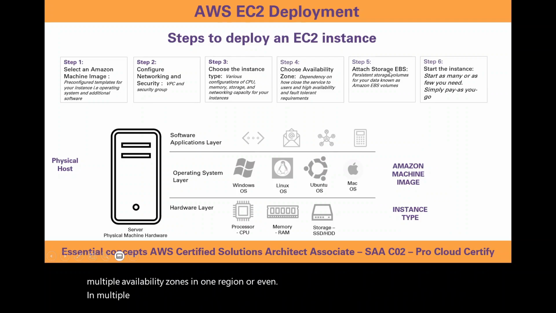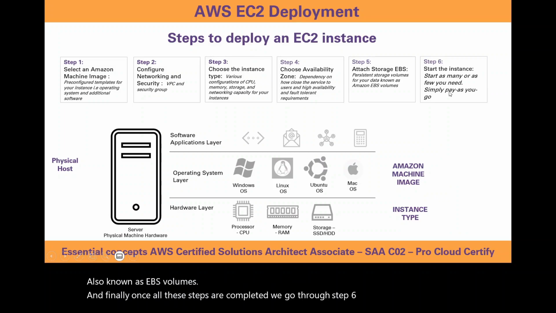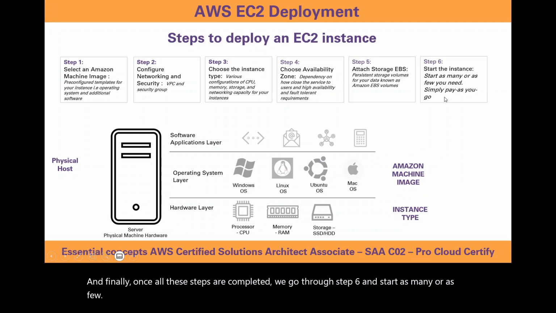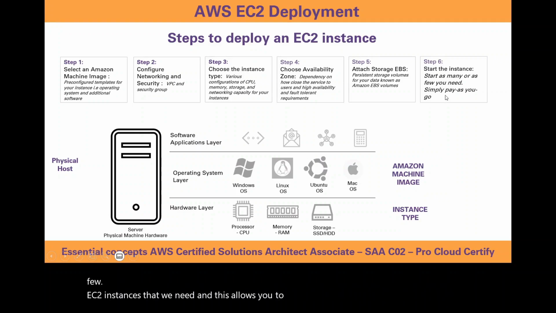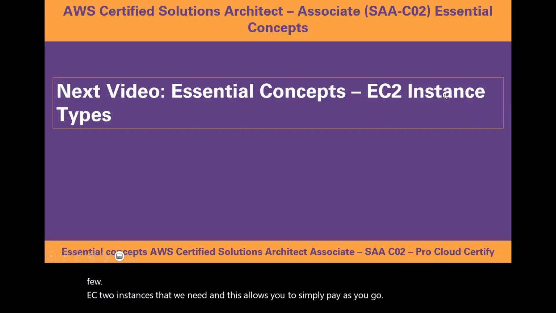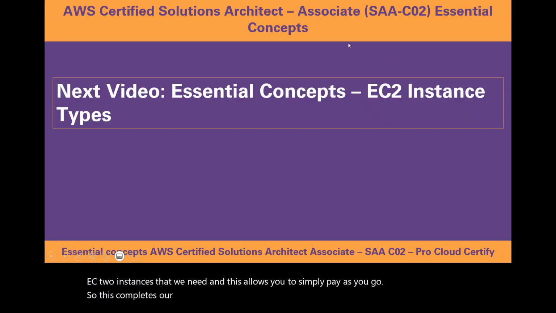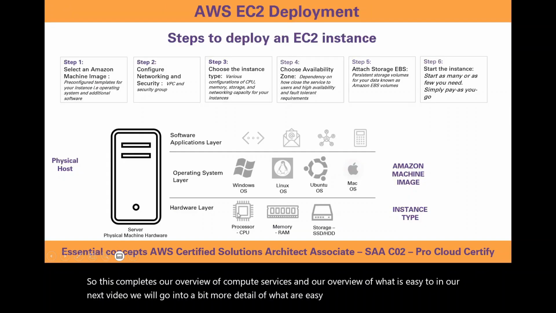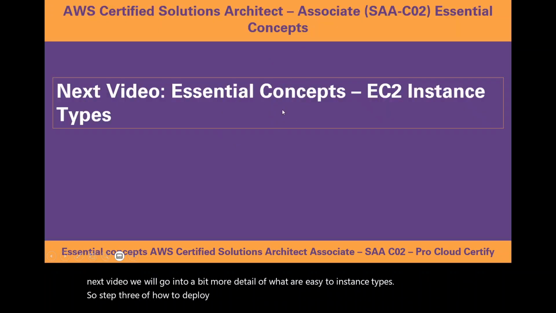Step 5, we need to attach storage, Elastic Block Storage. EBS is persistent storage volumes for your data, also known as EBS volumes. And finally, once all these steps are completed, we go through step 6 and start as many or as few EC2 instances as we need. And this allows us to simply pay as you go. So this completes our overview of compute services and our overview of what is EC2. In our next video, we will go into a bit more detail on what EC2 instance types are, which is step 3 of how to deploy an EC2 instance. So we will cover that in the next video.